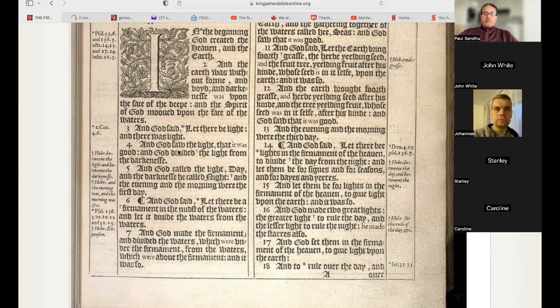And this is something which we shall see in verse 5. And God saw the light that it was good, and God divided the light from the darkness, and God called the light day, and the darkness he called night, and the evening and the morning were the first day.